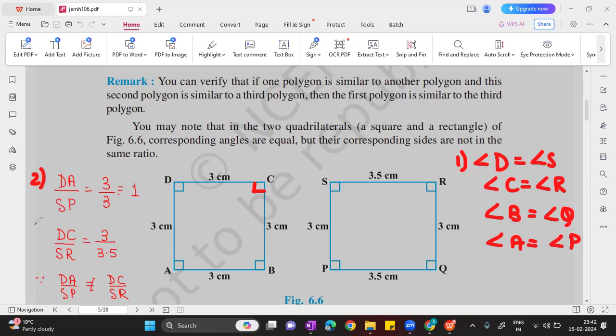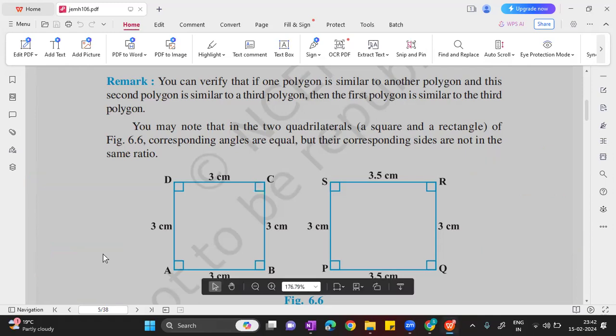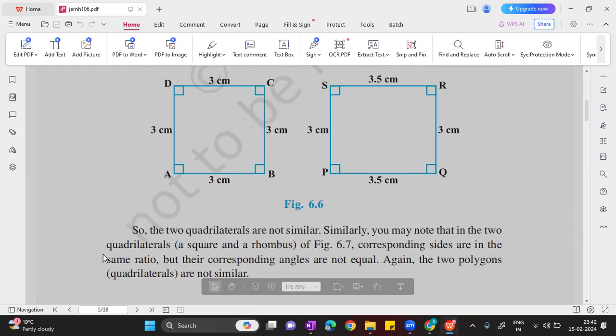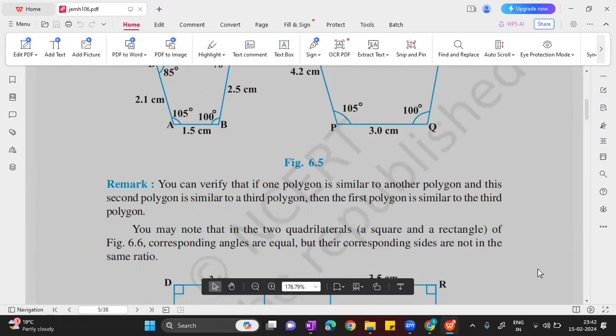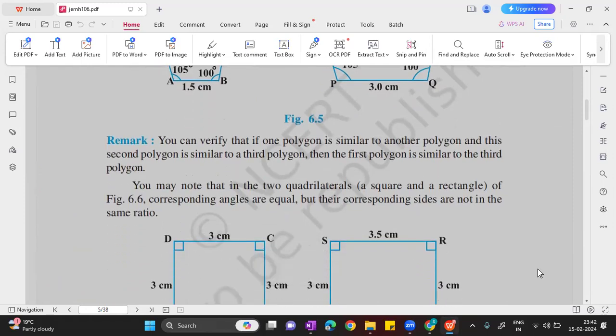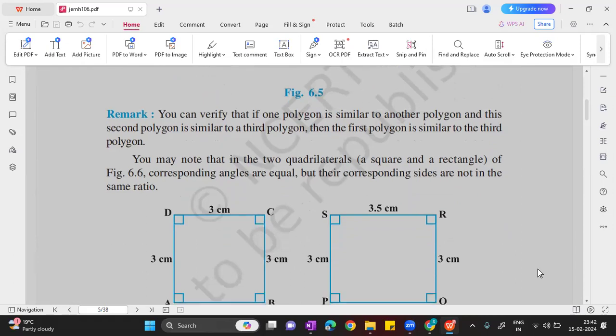Got it? Understood? Yes. If any of the conditions is not satisfied, you will directly say that it is not similar. Okay. So here you can see the two quadrilaterals are not similar. And the reason, of course, you have understood. The corresponding sides are in the same ratio, but the corresponding angles are not equal. Okay. They are talking about another shape. For this, the answer is already given above. Here the corresponding angles are equal, but their corresponding sides are not in the same ratio. That's the answer for this question.